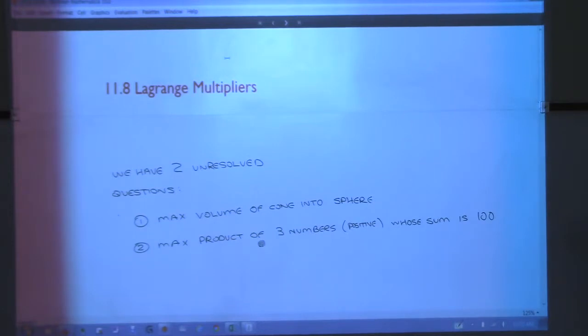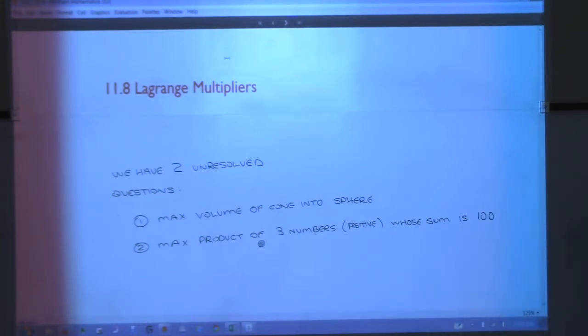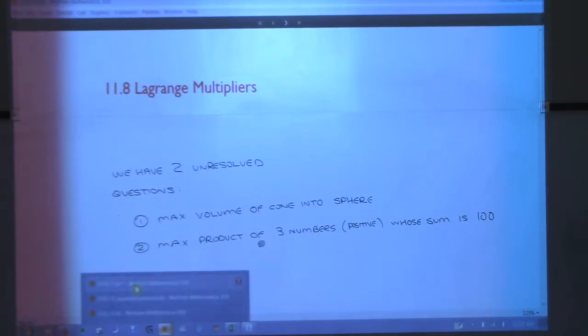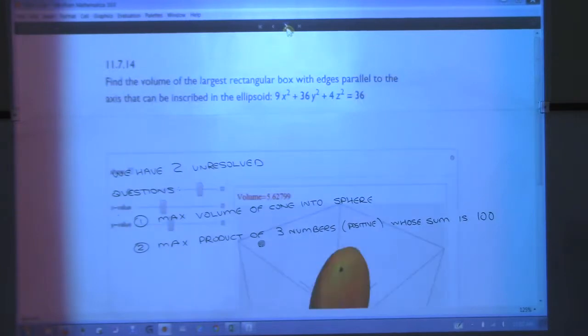So the point of me bringing the last example, I was supposed to show you this example in class. It was this one right here. I decided not to do this one. It was find the volume of the largest rectangular box with edges parallel to the axis that can be inscribed in an ellipsoid. And I decided instead to talk about a cone inside of a sphere.